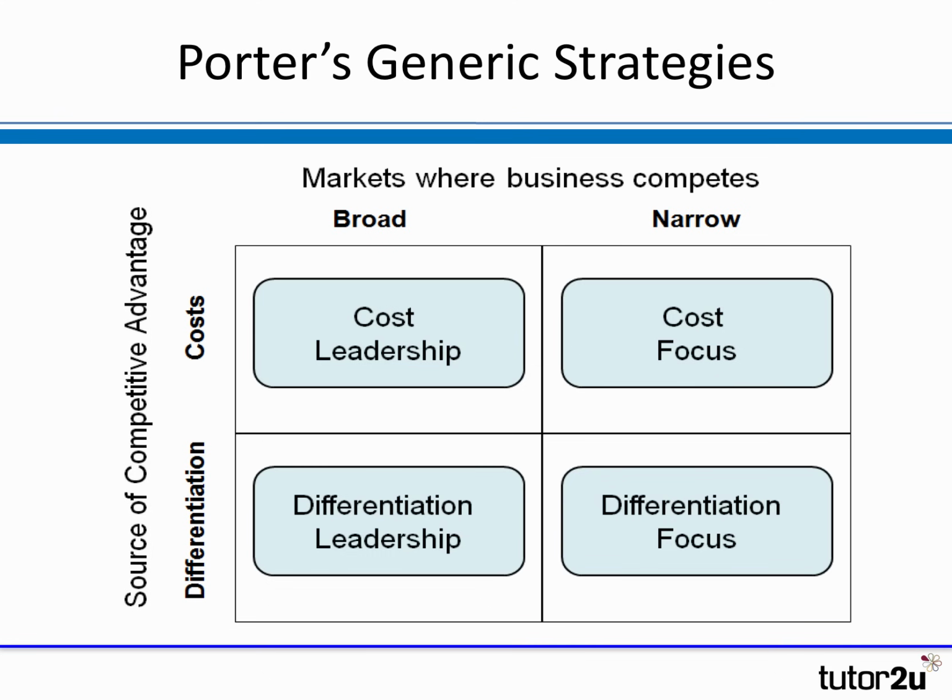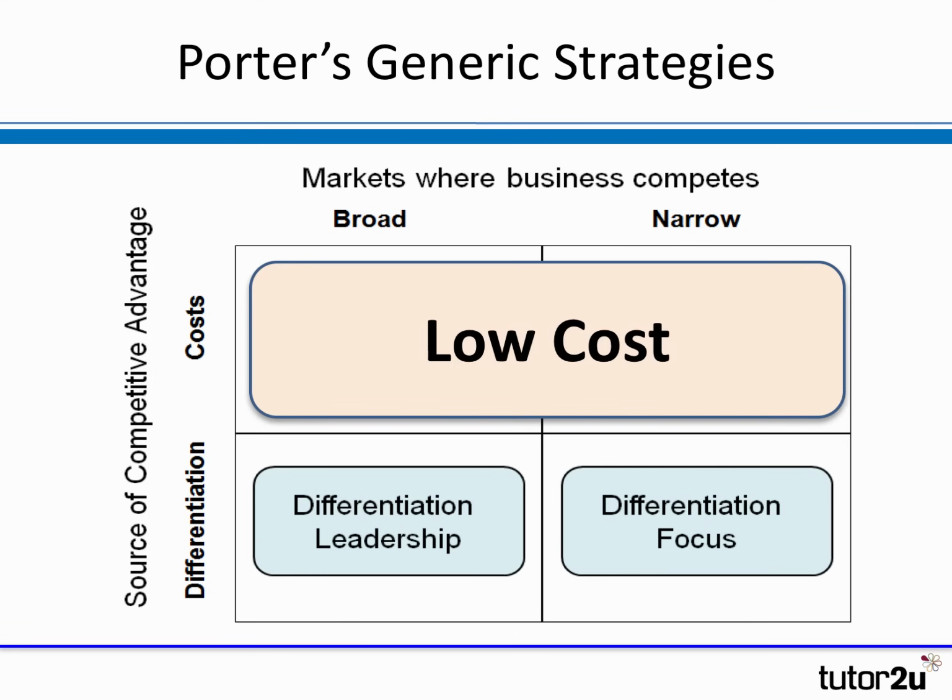And I've summarised this and simplified it, of course, just to help make it easier to understand and apply. But essentially, he said there are two different types of advantage. One is differentiation. The second is low cost. So let's spend the rest of this short video just examining what we mean by low cost and differentiation.